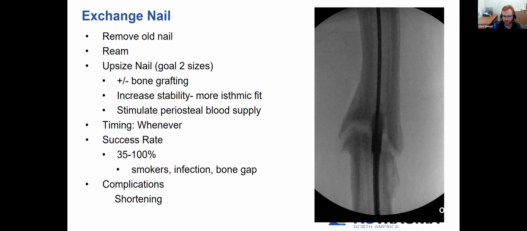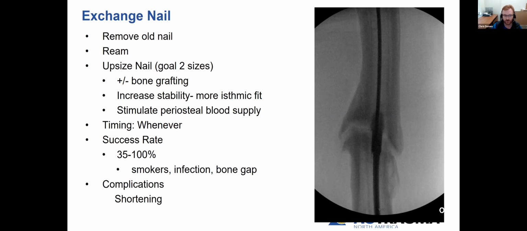We know our nails are strong. The strength of the nail is the radius to the 4th power. What are we also doing? We're also stimulating periosteal blood supply. We do chowder up the endosteal blood supply whenever we ream. That's been shown. And so you are forcing some more blood supply to that periosteum.